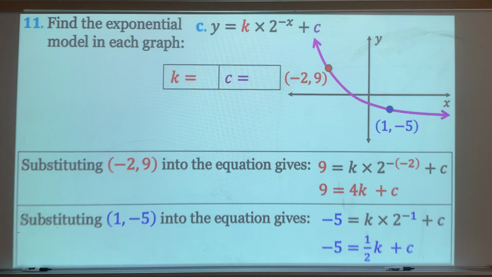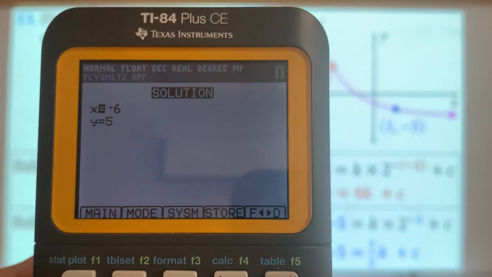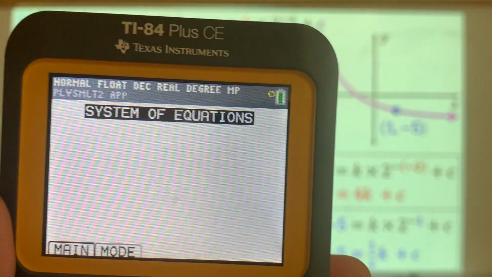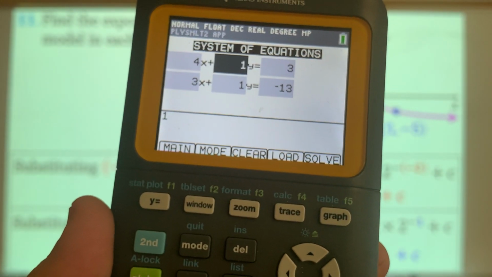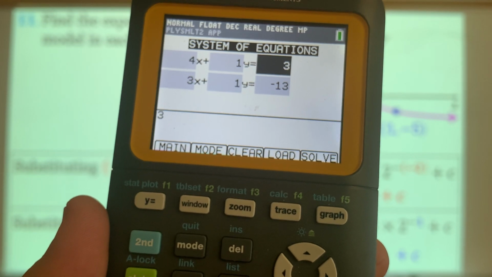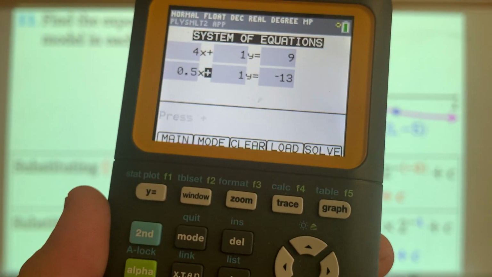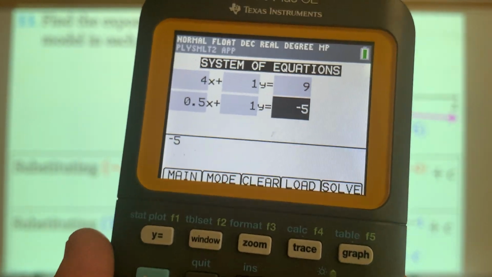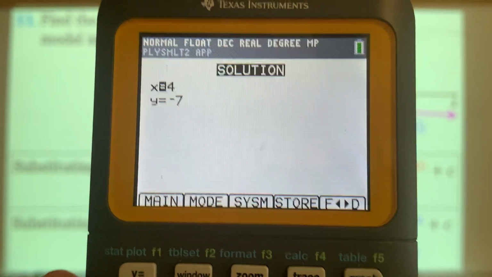All right, so got my calculator here. Let me get a nice little zoom in. Good. All right, I'm going to go back to main. Simultaneous equation solver. Next. All right, what am I going to type in here? So I got 4k plus c. That's 4k plus c equals 9. Next one is 1/2 k. So 1 divided by 2, 0.5 plus c equals negative 5. Make sure you put in negative, not a minus. And I graph. I get 4, negative 7.